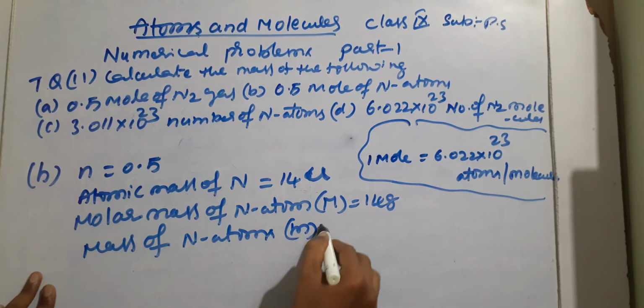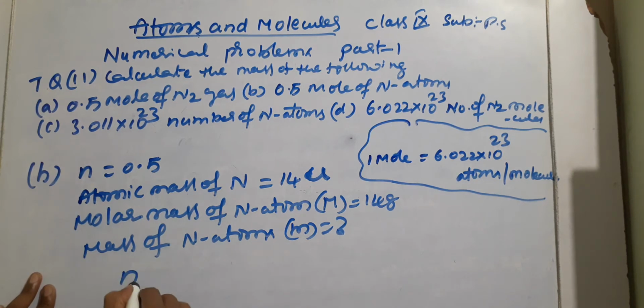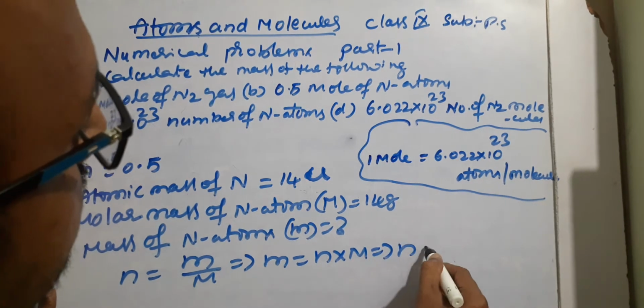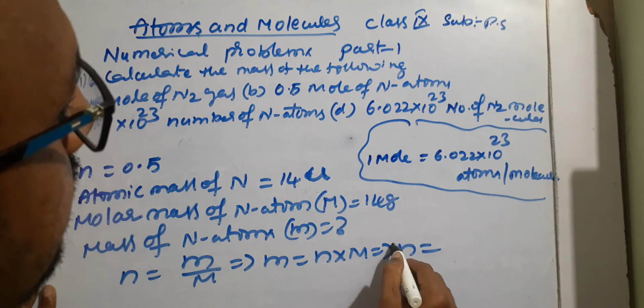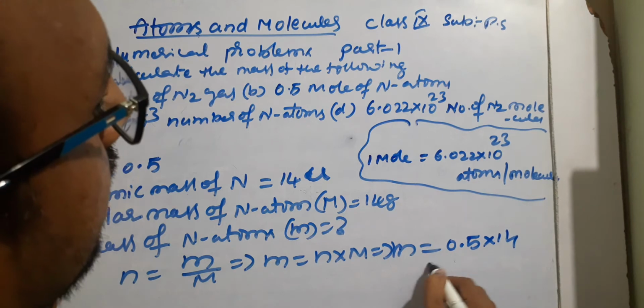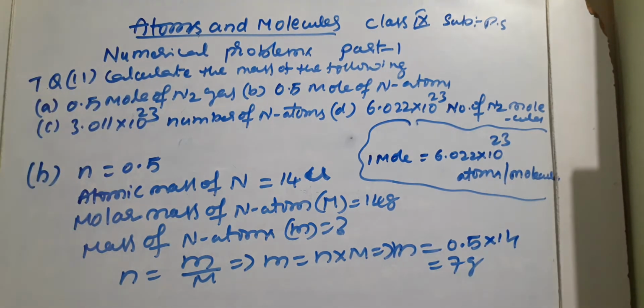Then we want to find the mass of N atoms. It is denoted by small m, students. So we know the formula small n is equal to small m by capital M. Then small m is equal to n into capital M. So small m is equal to the n value 0.5 times 14, and this will be equal to 7 grams. So 0.5 mole of N atoms has 7 grams, students. So that's all for this problem. Now we go to C.